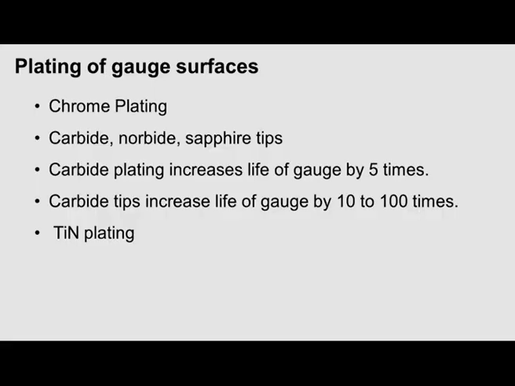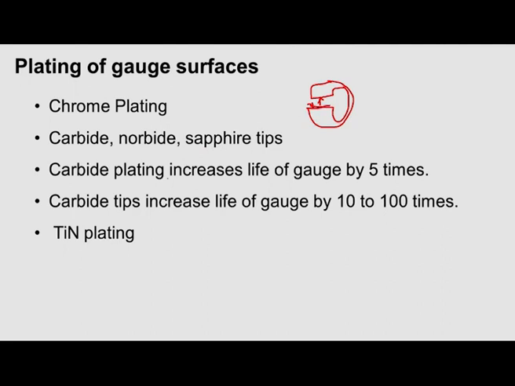Now sometimes the plating is also made on the gauge surfaces. For example, say we have a gauge surface like this. So this is the surface of the gauge, and then this is the gauging surface, and this is also a gauging surface. Now in order to improve the wear resistance, some kind of coating can be provided on these gauging surfaces, like chrome plating, and then carbide coating. Sapphire tips are also used at this place.